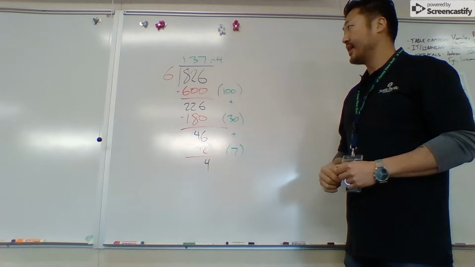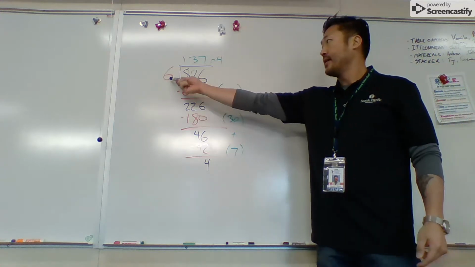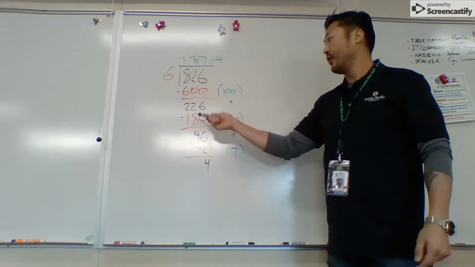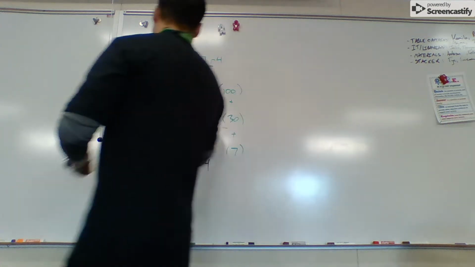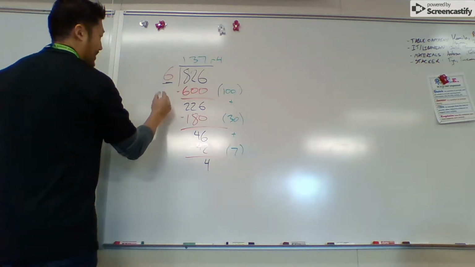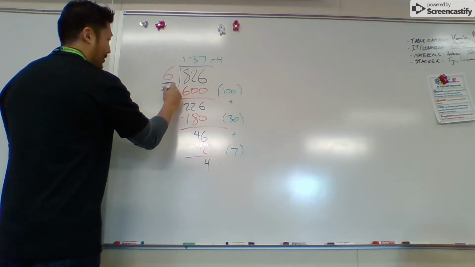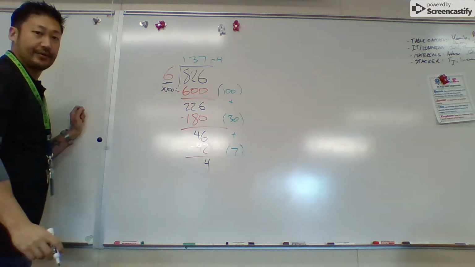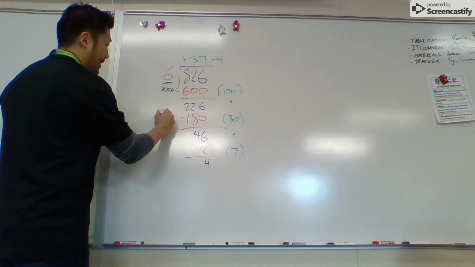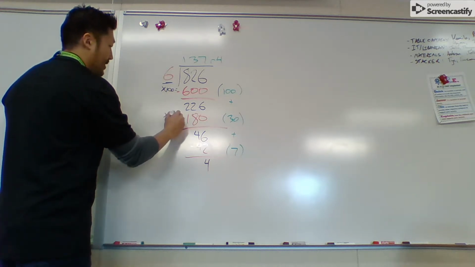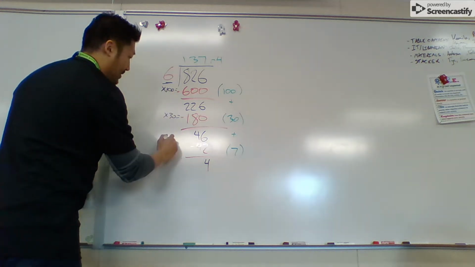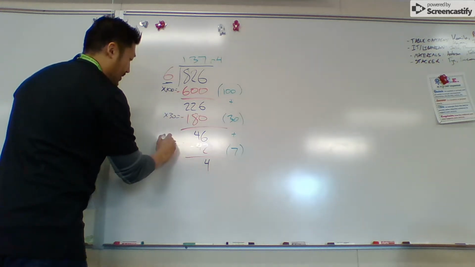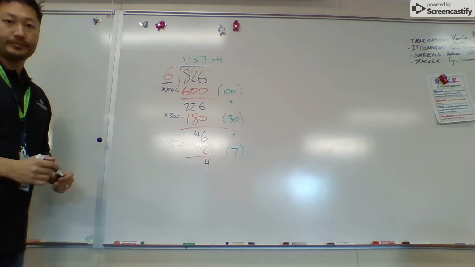The biggest things that they noticed were that all of these red numbers were multiples of 6. So they did recognize that 6 times 100 equals 600, that 6 times 30 equals 180, and that 6 times 7 equals 42.